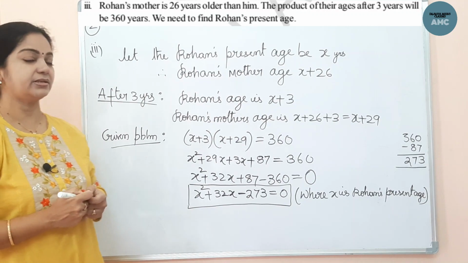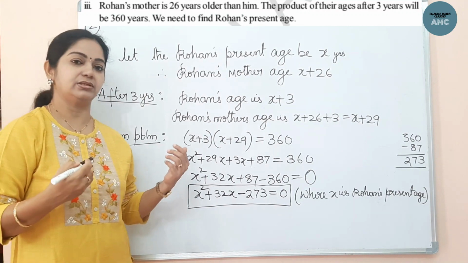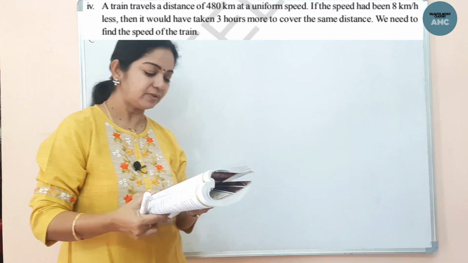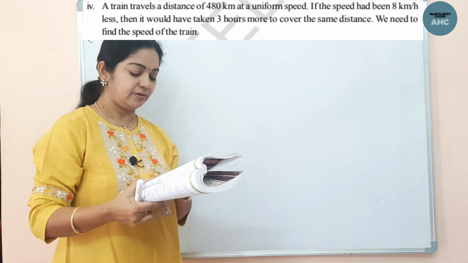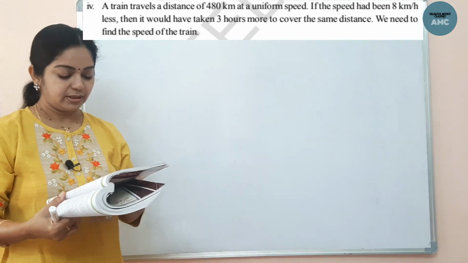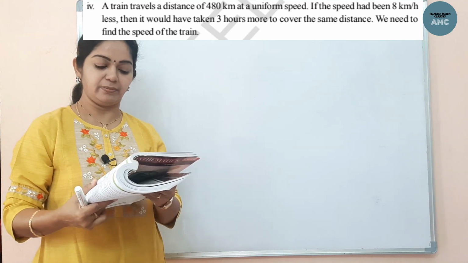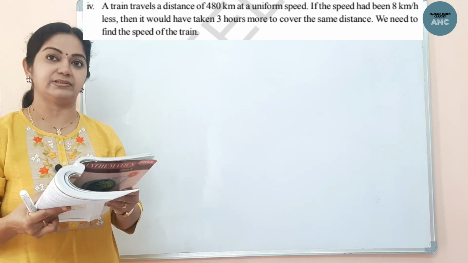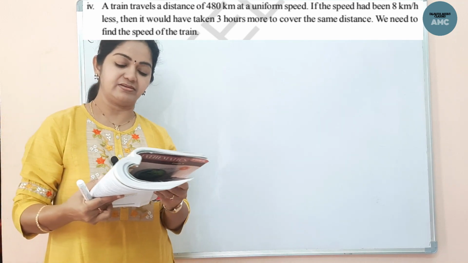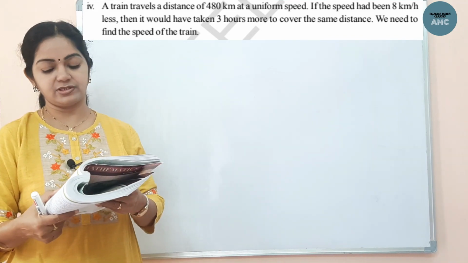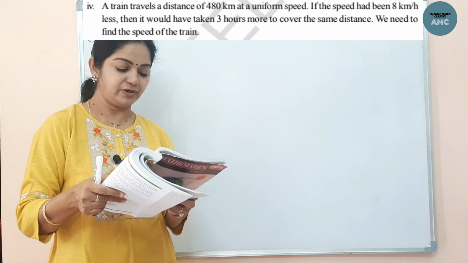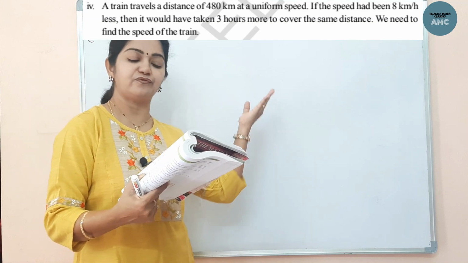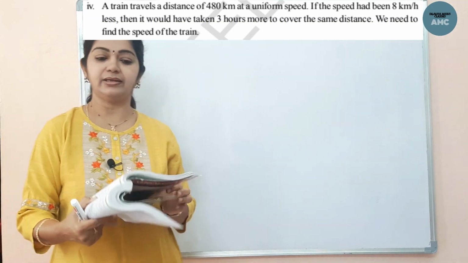Like this, we can represent quadratic equations from situations. Now quickly copy down, and let's do the next one. Now in the second part, the fourth problem. I'll read it out. A train travels a distance of 480 kilometers at a uniform speed. If the speed had been 8 kilometers per hour less, then it would have taken 3 hours more to cover the same distance. We need to find the speed of the train, and the question is to represent the situation in the form of a quadratic equation.